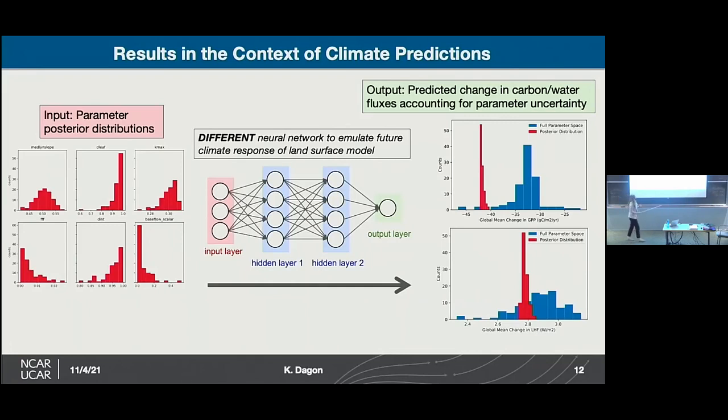So what I mean by that is the blue distribution here is the full range of parameter values that we think were possible, the full minimum and maximum range. And this is the global mean change in GPP and change in latent heat flux. But the red distributions are when we give it the parameter posterior distributions. So we can start to say, how much can we reduce the spread of possible changes in carbon and water fluxes by calibrating those parameters to observations?